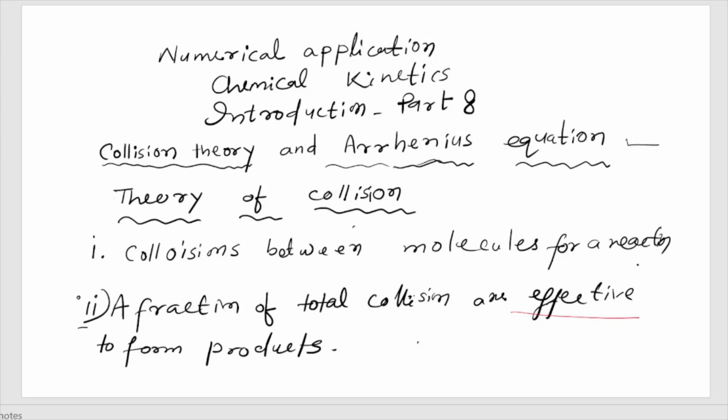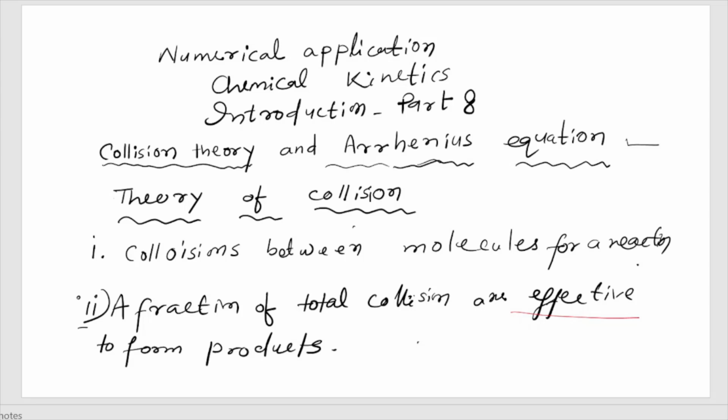Now I am going to explain collision theory and the Arrhenius equation. I have already explained a little bit in part 7. Theory of collision: collisions between molecules for a reaction. That means collision takes place between molecules when the reaction starts.